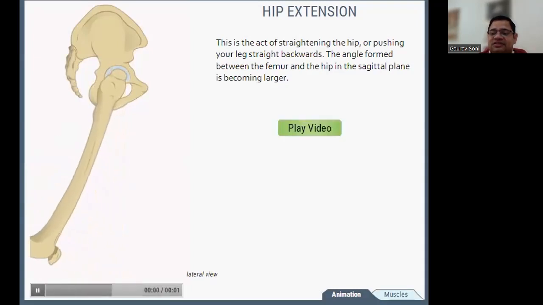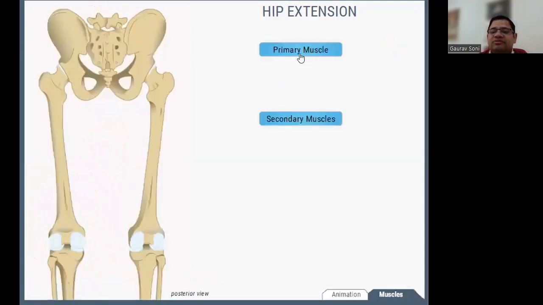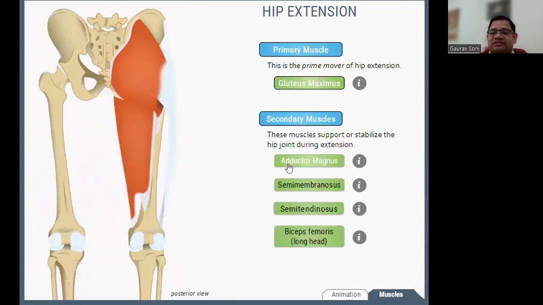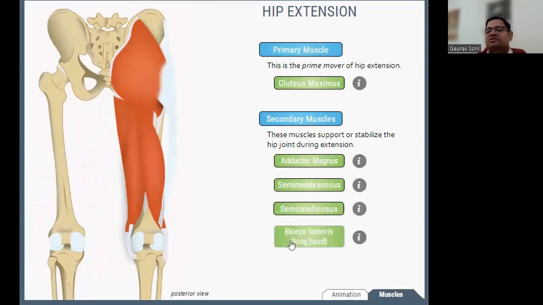Okay. The muscles which are involved in this joint will be again in two groups, primary muscle and secondary. The primary is one only, gluteus maximus, and secondary will be adductor magnus, semimembranosus, semitendinosus, and biceps femoris. So these are the muscles of the posterior compartment, as you might be knowing. Otherwise, you can see the video which has already been uploaded for hip muscles.